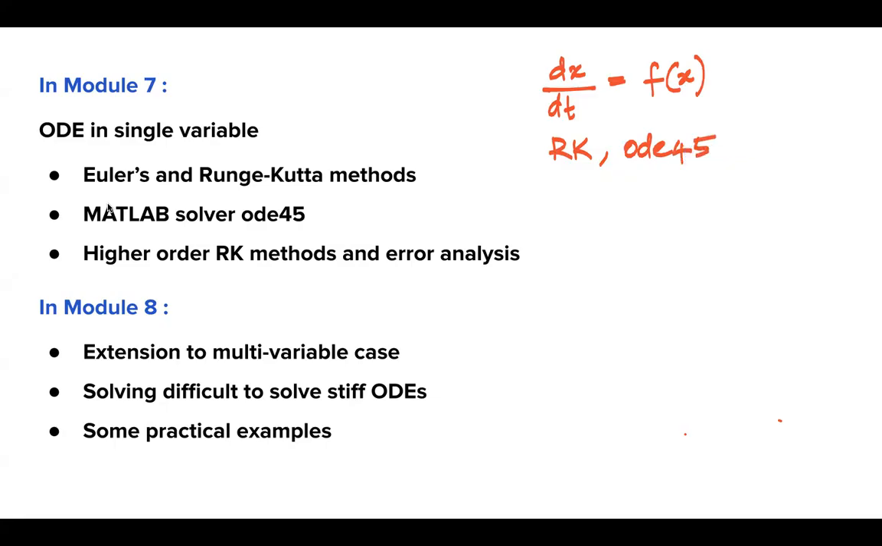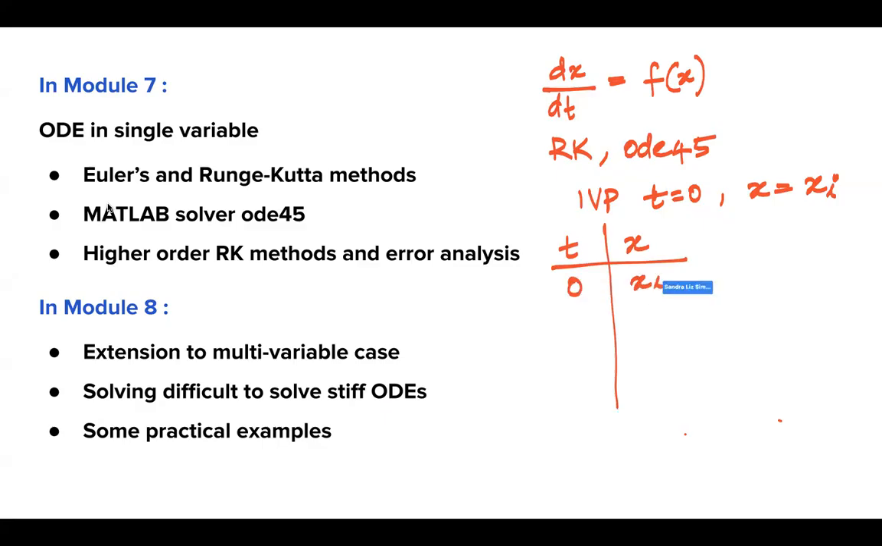We solved initial value problems. That is, at time t equal to 0, we know what the x value is. So let x be equal to xi. This data is given to you. Then what do you get as an answer? We get x versus t. That is, for different values of t, given that at t equal to 0, x is xi, we got the values of x. That's what we got using the ODE solver so far.